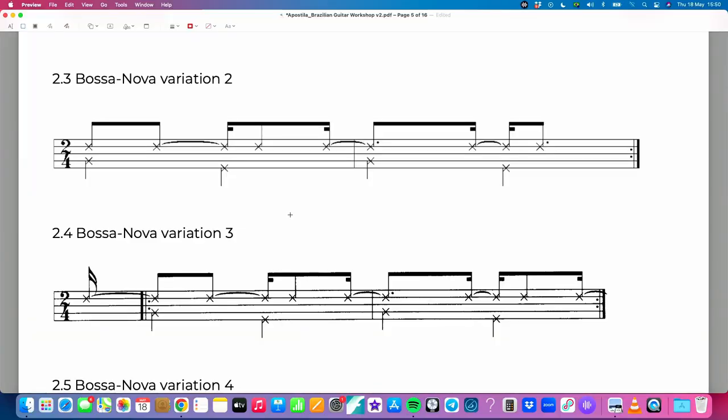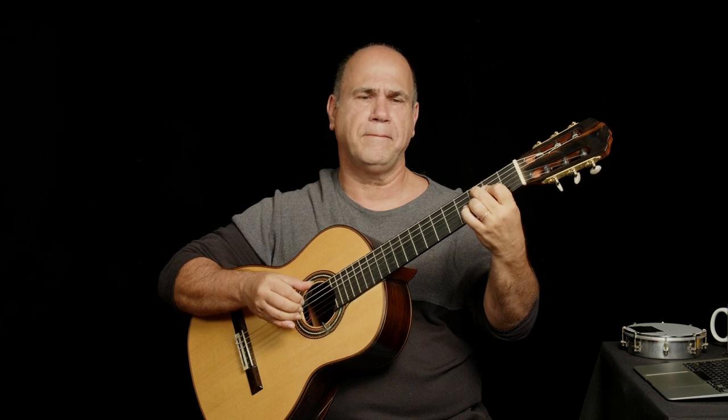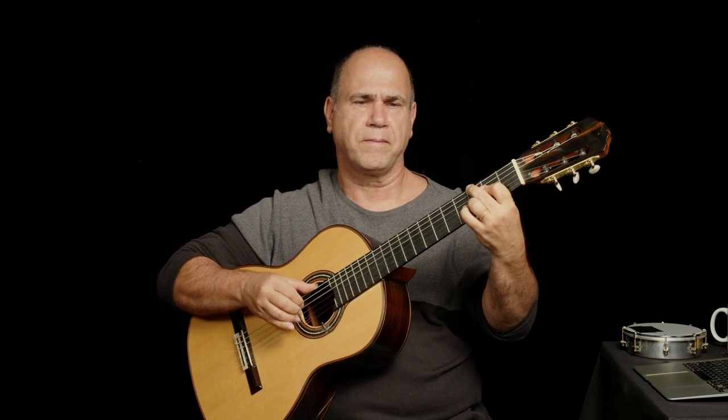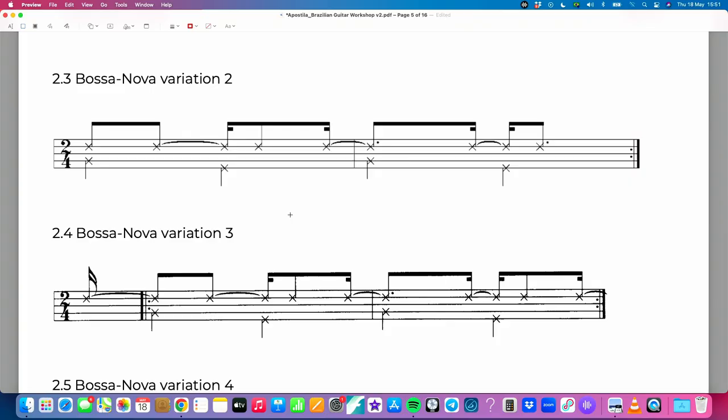I'm just giving you some other variations, things that you can play. You will see that mostly the variations keep the same idea, the same pattern, but just changing, you know, one syncopated note here, another there. So this variation two, it's like this. And variation three is the same pattern, but with the syncopation. So it's ding, ding, ding, ding.